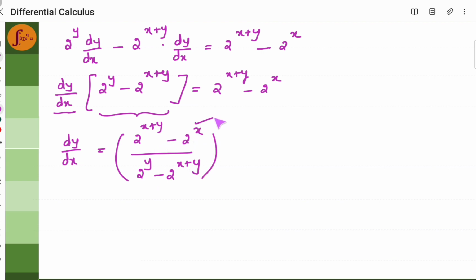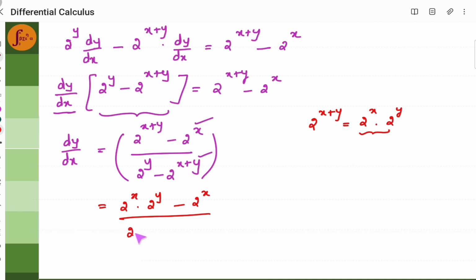Yes, we can take 2 to the power x common here, and here we can take 2 to the power y. Why? Because 2 to the power x plus y can be written as 2 to the power x into 2 to the power y. This is the exponential law, theory of indices. I can split this and write this as 2 to the power x into 2 to the power y minus 2 to the power x, and here also I can split it and write it like this.